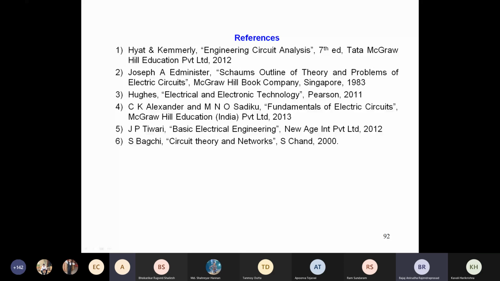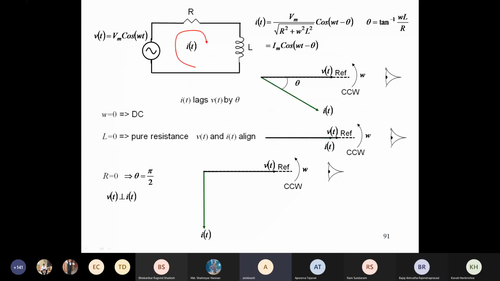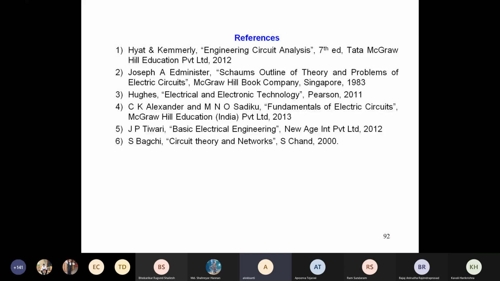So that was my last slide that I wanted to discuss today, for the different cases, and I will stop today. But before that, I will give a list of references, the list of books that you can use for practicing on the topic so far. But other books are also there.